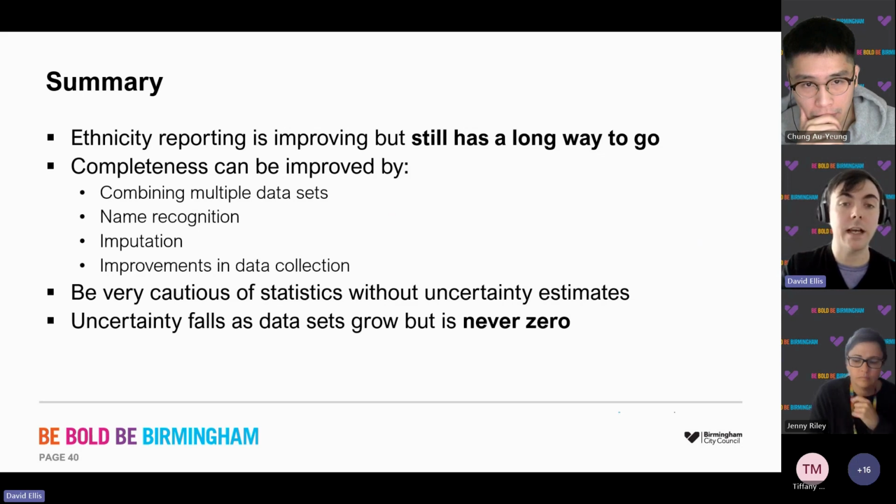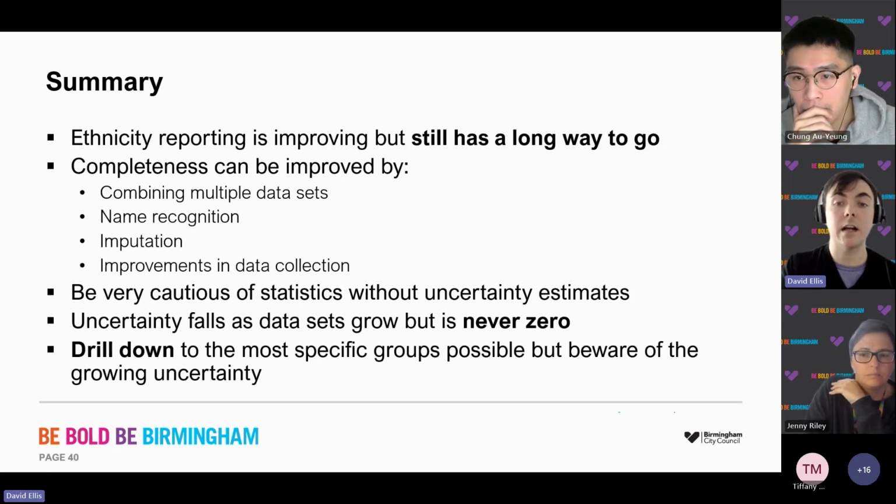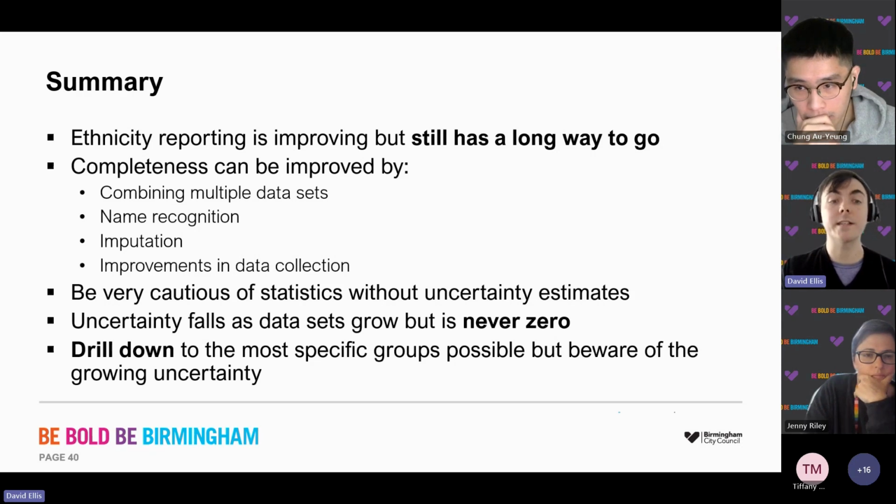And uncertainty falls as our data sets grow. So as we look at larger and larger groups, the uncertainty on our values decreases, but it's never zero. And the other point is that we want to drill down to as specific groups as possible to uncover the hidden inequalities, but as we do so, our uncertainty will increase. And so there may be times when it becomes no longer helpful to drill down to these very, very specific groups if the statistics we're getting out are no longer rigorous and no longer useful to us.